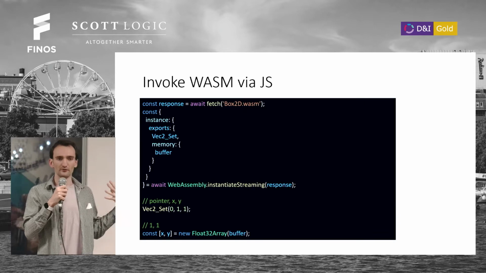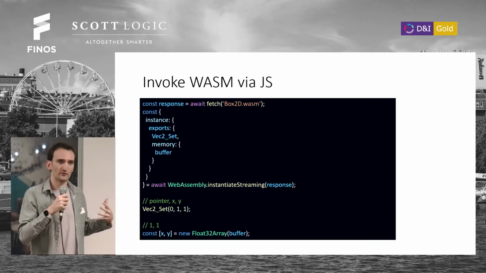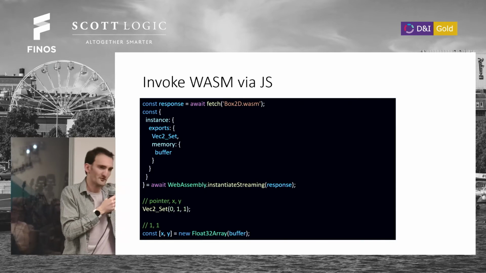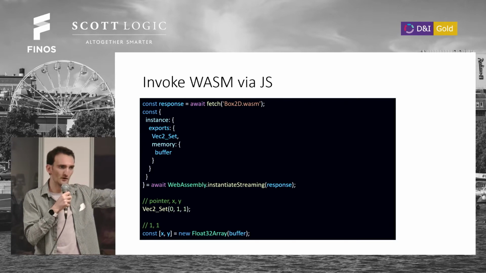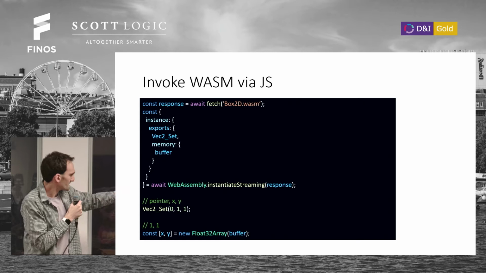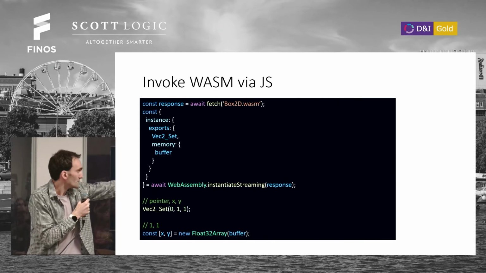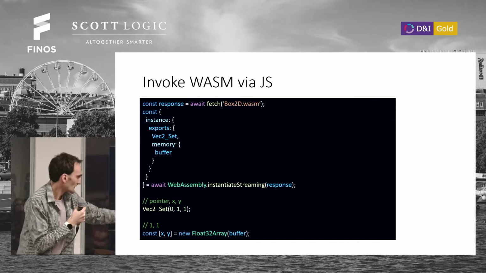Let's say we compiled that program back there, and we wanted to invoke it from JavaScript. What would that code look like? You've got your WebAssembly. You compiled it with Clang or Emscripten, and you download the WASM bytecode.